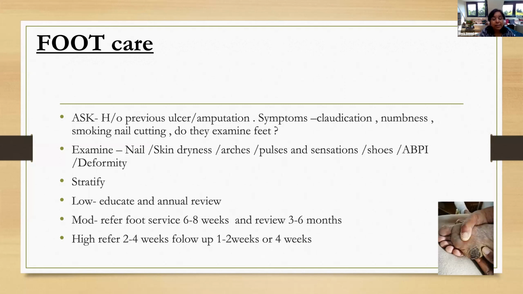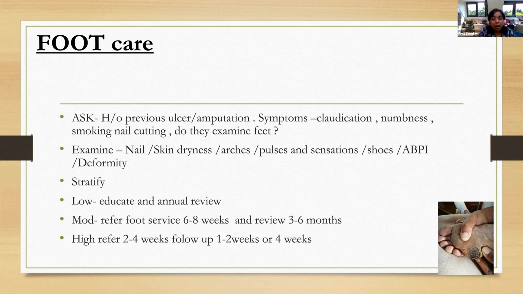You then examine. Just remember, a foot check is not just about quickly checking the pulse and the sensation. It is about looking at the foot, having a look at the nails. Have they got ingrowing toenails? Have they got toes that need cutting? Have they got skin dryness? And do remember, when the nerves are affected, the first thing that happens in the skin is your skin becomes really dry.